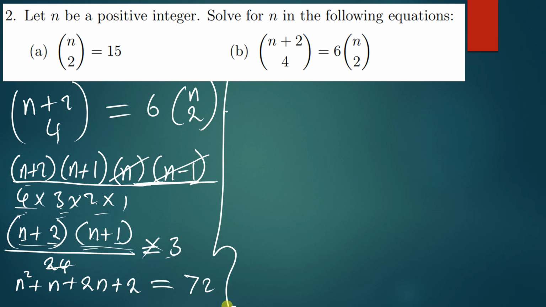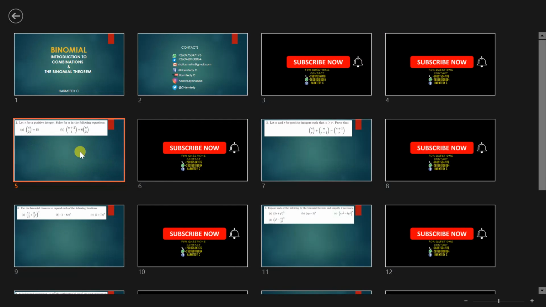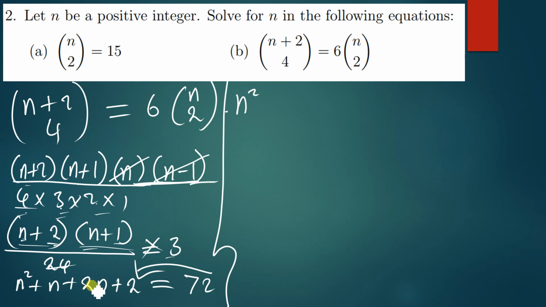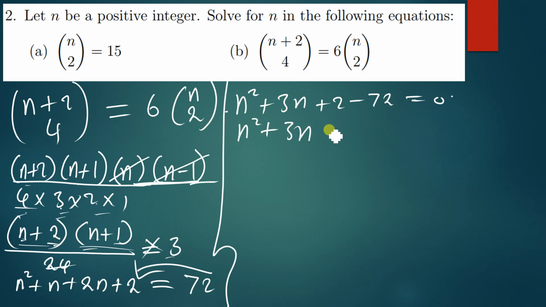So simplifying this, we're going to have this 72 cross the equal sign. The first term we're going to have is n squared, and then n plus 2n, we're getting 3n, and then we have positive 2 minus 72 being equal to 0. So we're having n squared plus 3n, and then negative 70 being equal to 0.